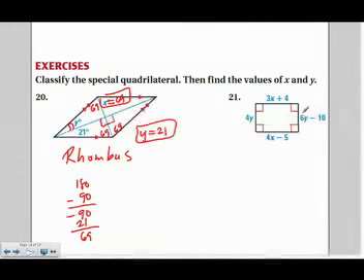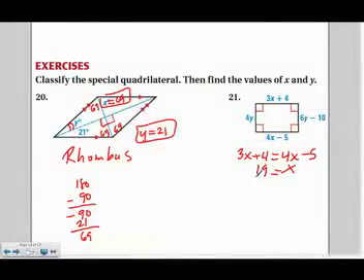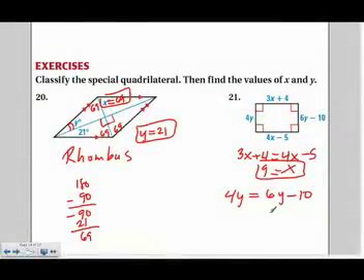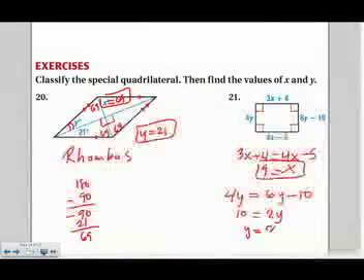If these are all perpendicular, then opposite sides are congruent. First of all, it's a rectangle, and that means opposite sides are congruent. So 3x plus 4 is equal to 4x minus 5. Just solving for x. Other sides, 4y is equal to 6y minus 10. Go ahead and solve for y. And y is equal to 5.